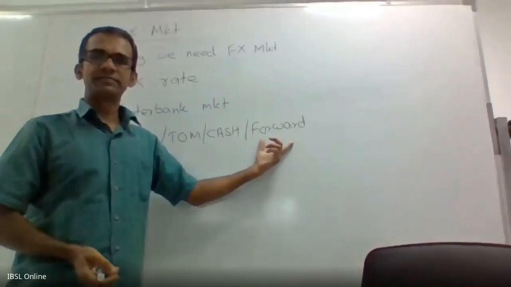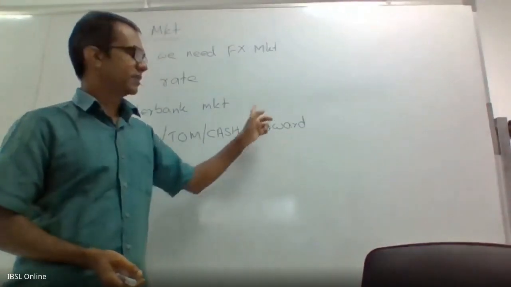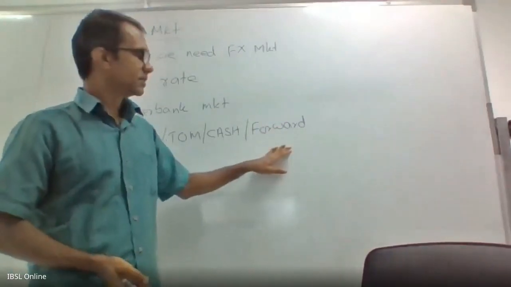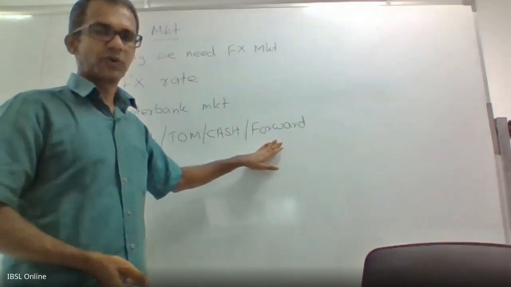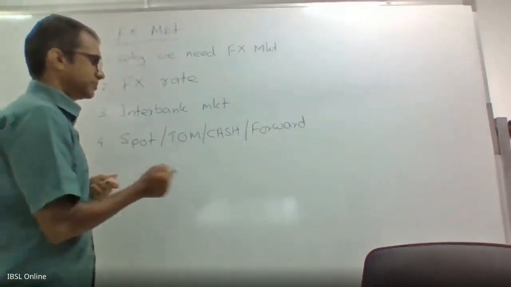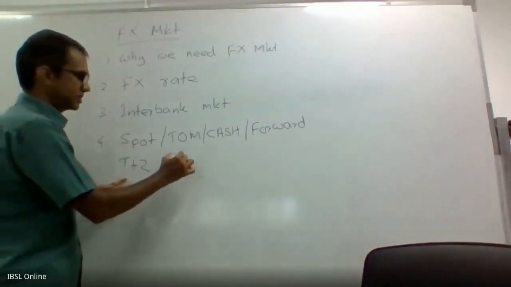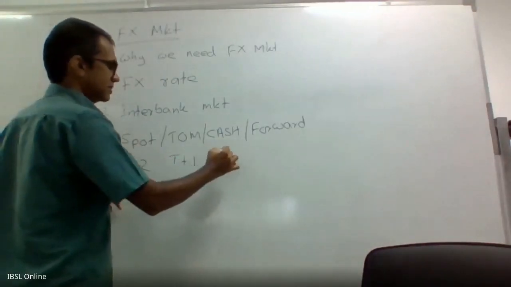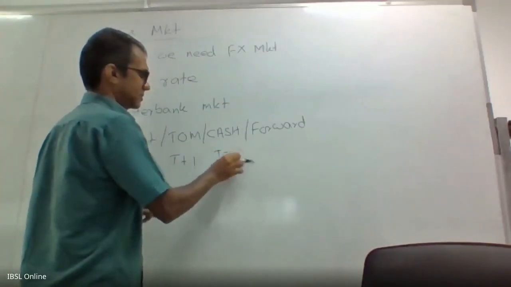In the forward, this is important. Today, most of the time we will spend on discussing forwards. So forward is a settlement date beyond the spot date. Any settlement date beyond the spot date. So generally, we write this as T plus 2. This is T plus 1. This is T equals trade date.